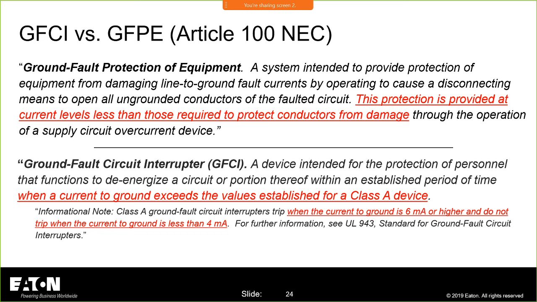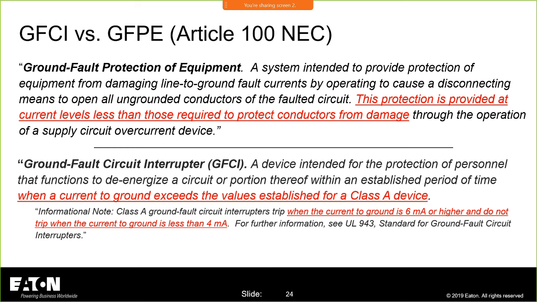All right, so ground fault protection of equipment. We have to understand the difference between GFCIs and GFPE. GFPE is equipment level protection. And if you look at the definition in the National Electrical Code of GFPE, it says the protection is provided at current levels less than those required to protect conductors from damage. So if I have a conductor that is 20 amps worth of conductor and I'm protecting it at 20 amps, I know my GFPE is going to trip less than that.